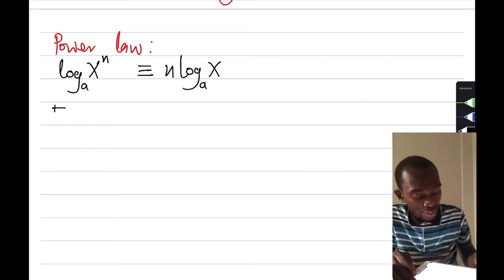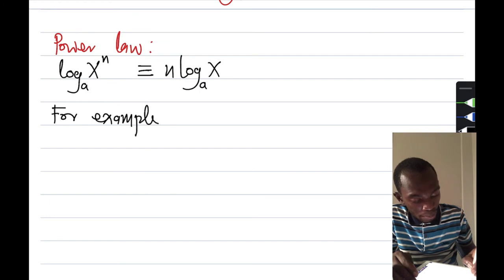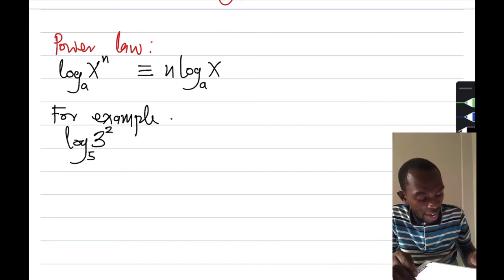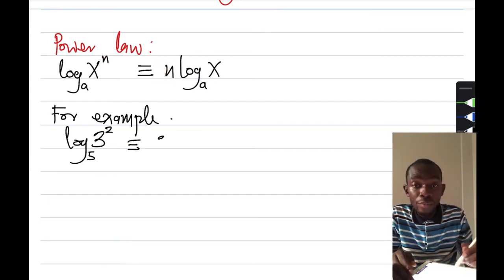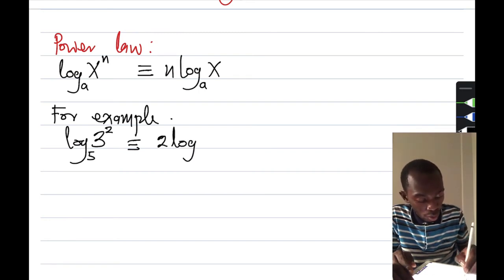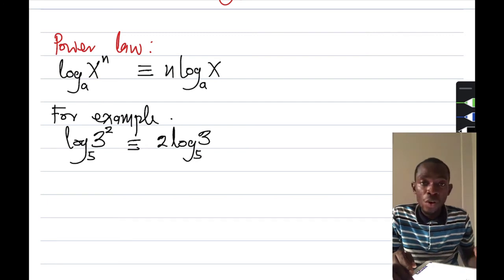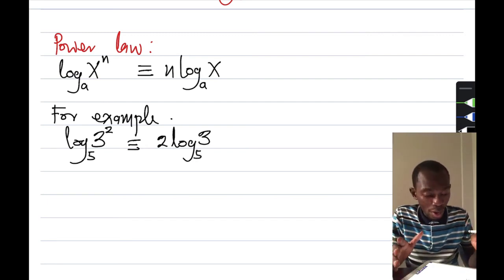Okay, so for example, log 3 square base 5 is equivalent to, always check this now, the power here just came down. That's the end of the story. So that's what you do. So you have 2 log 3 base 5. Okay, so this is how to go about it.